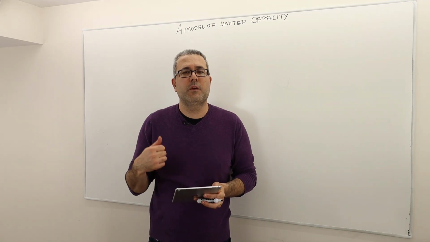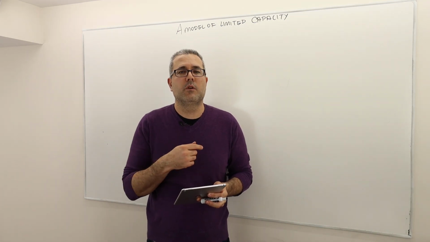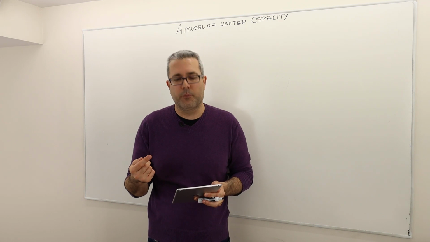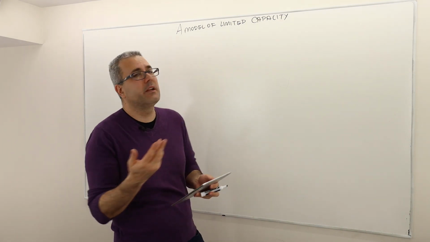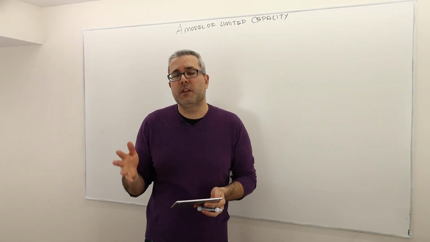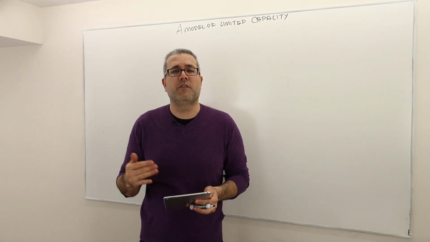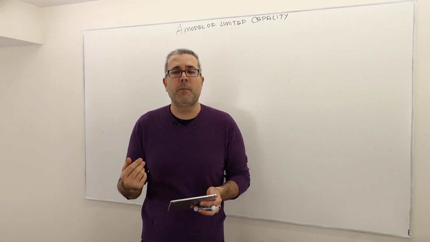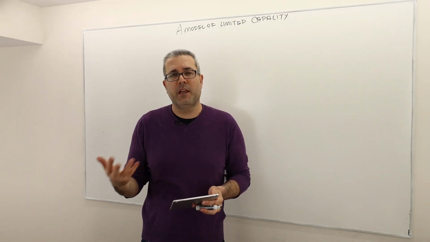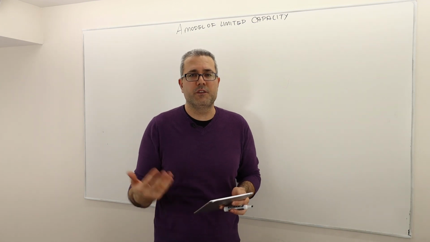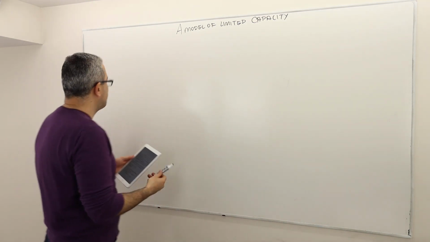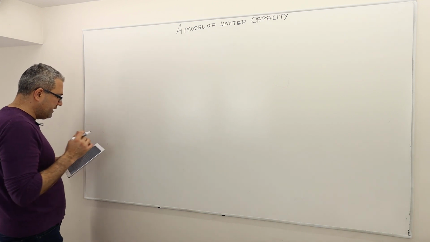Hello everyone. In this episode we're going to work on another extensive form game, which is called a model of limited capacity. Basically, we're going to find the subgame perfect Nash equilibrium of this game. But this is a complicated game, and so I think it deserves a specific episode. And so here are the details of the game.